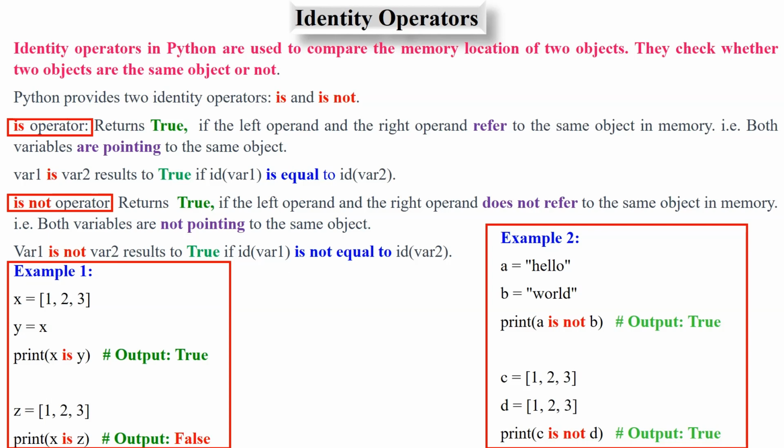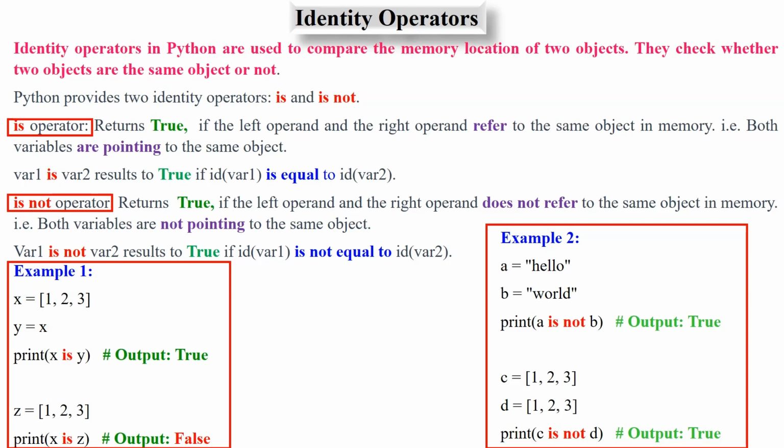In example 2, it assigns the strings "hello" and "world" to the variables a and b, respectively. Then, it checks if a is not the same object as b using the is not operator. Since a and b are different string objects, the expression a is not b evaluates to true.